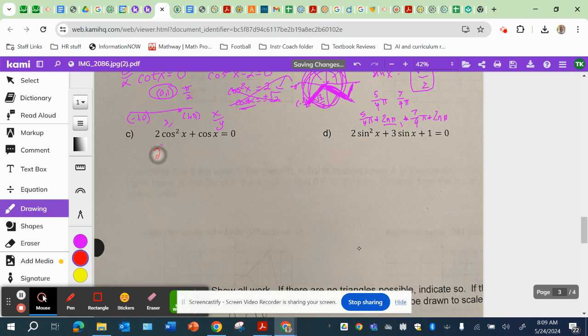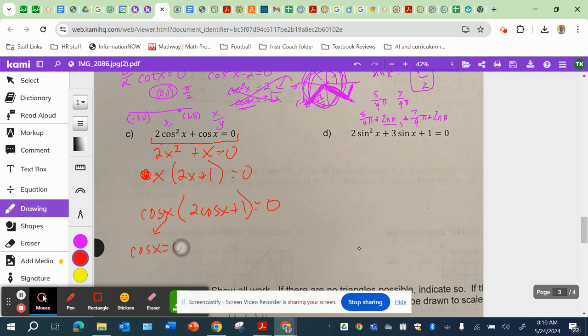So solve this just like you would 2x squared plus x equals 0. You would factor out the x, and that would leave you with 2x plus 1. And so you'd set each of those equal to 0. So in this case, though, we're going to factor out cosine. And it leaves you with 2 cosine x plus 1. So I set that equal to 0. And I set this equal to 0. And I find the solutions on my unit circle.